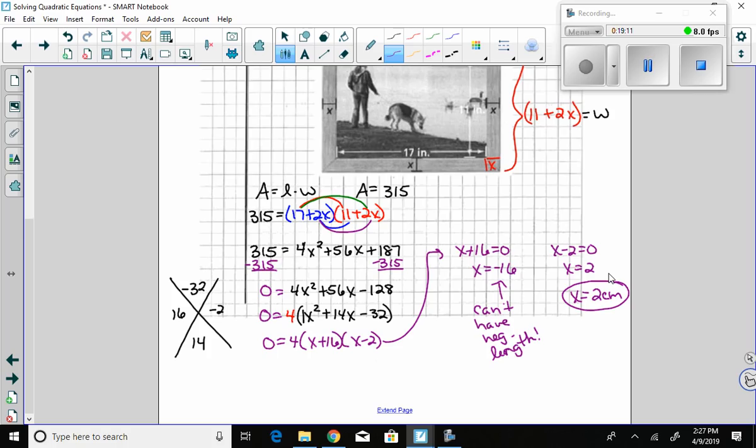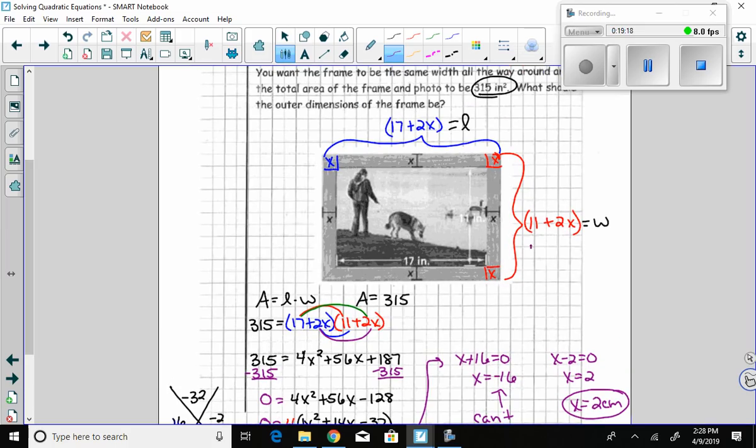Okay? So what should the outer dimensions of your frame be? So let's take this answer. 11 plus 2 times 2, right? Or 11 plus 4, also known as 15. And the other one is 17 plus 2 times 2, or 17 plus 4, which is 21. The two dimensions are 21 by 15.